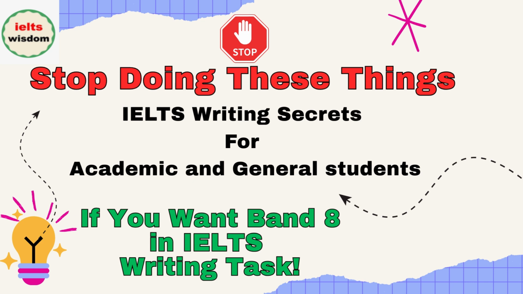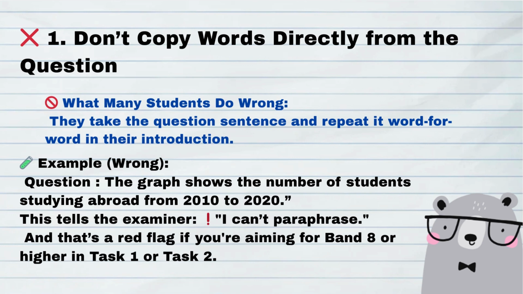Today's topic is stop doing these things in the IELTS writing exam. So Task 1, this is the IELTS writing secret for academic students. And obviously for the second part, you can have general students as well as academic students for essay writing and speaking questions. But today I mainly focus on the academic IELTS students. So if you want band 8 in your IELTS writing task especially, then follow these 5 things which I mention today in our video. So very first, let's get started with the first thing.